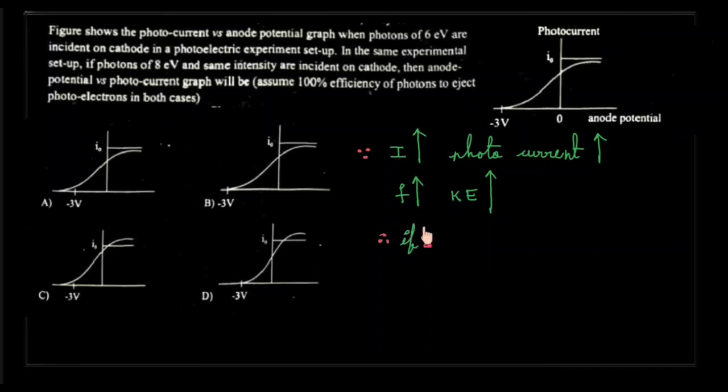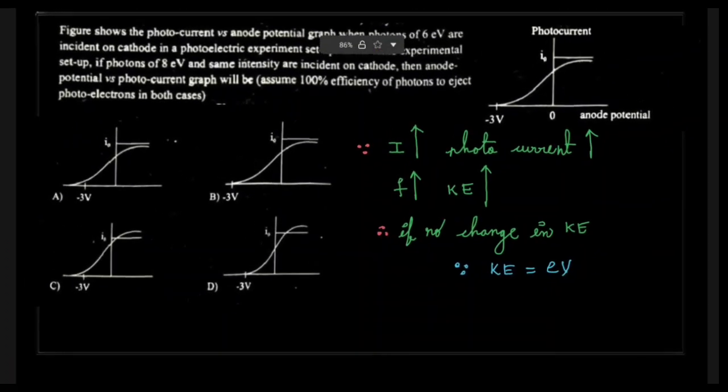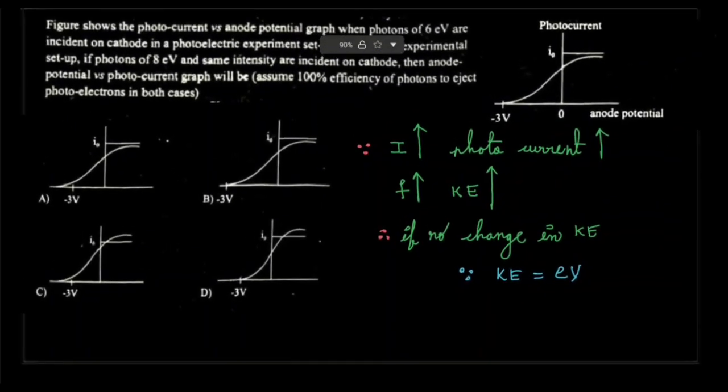If there is no change in Ke, if there is no change in kinetic energy, right? Since you know already, this kinetic energy Ke can be written as e into V, where V is nothing but the stopping potential here. This V is the stopping potential, right?